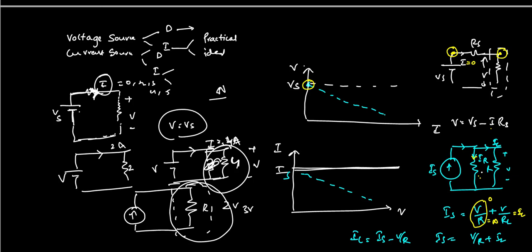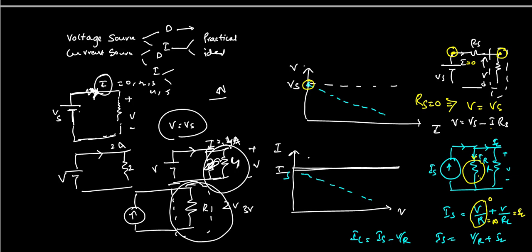Current flowing through this resistance is 0. This branch is 0. So when Is equals IL, the resistance is infinity. Here we know the load voltage equals the supply voltage, ideal. So that means when Rs equals 0, V equals Vs.